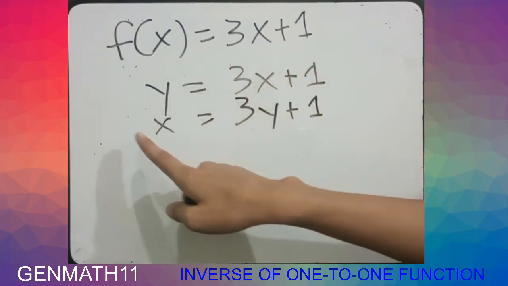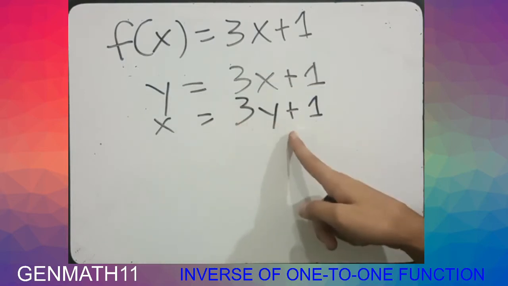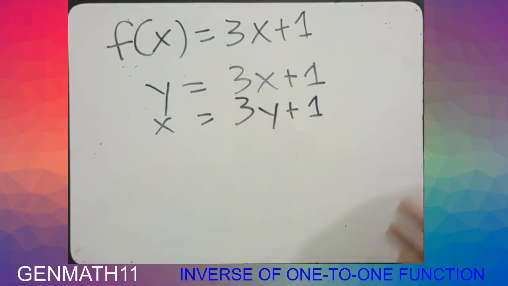So, re-write na natin. x is equals to 3y plus 1. Next, kukunin naman natin yung value ng y. So, paano kukunin yung value ng y in terms of x? Paano natin siya gagawin?